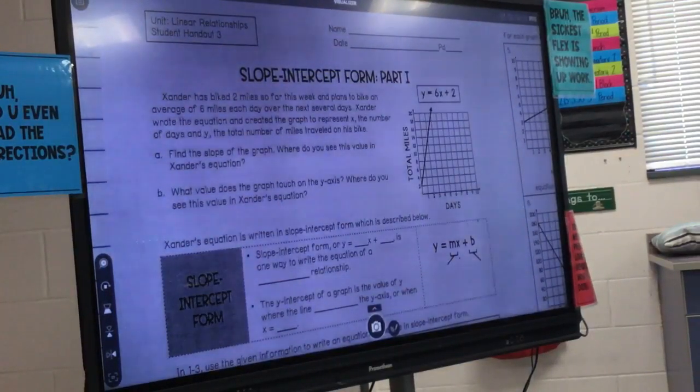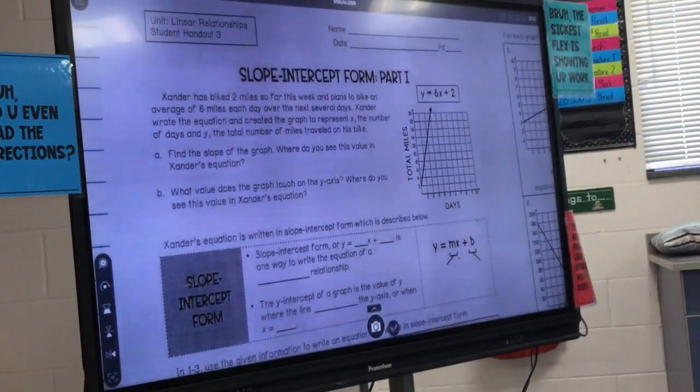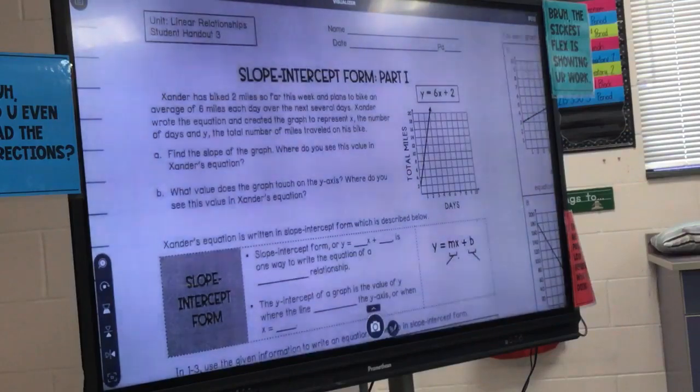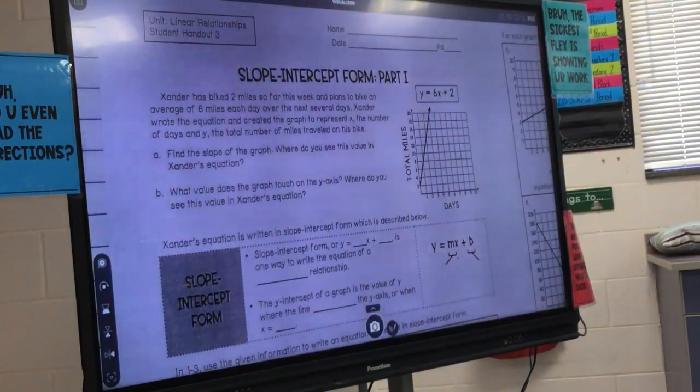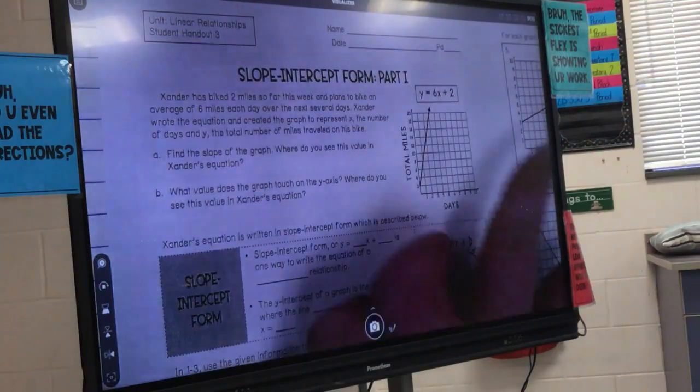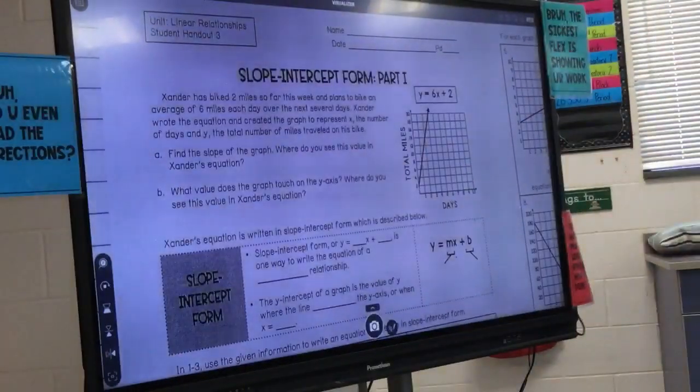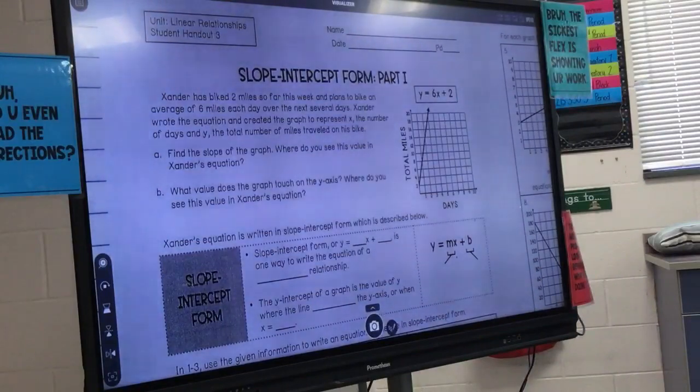You've identified both parts. There's 2 parts for each answer. Okay, just make sure. No, you did not identify both parts. Yes, I did. Nope, because it says, what's the slope, and then where do you see it in the equation? And then where on the y-axis, and then where do you see that in the equation?